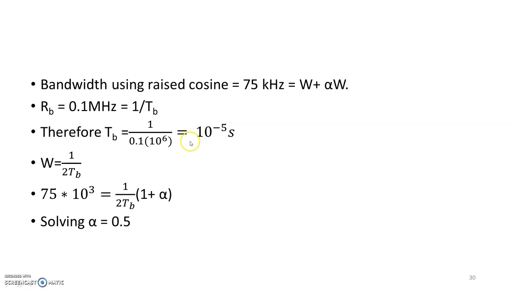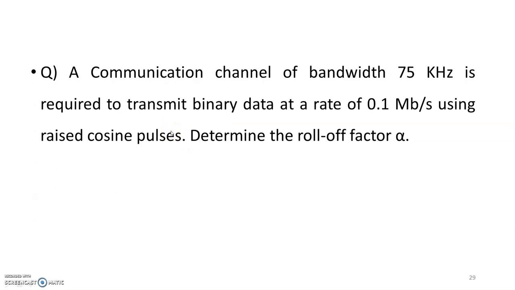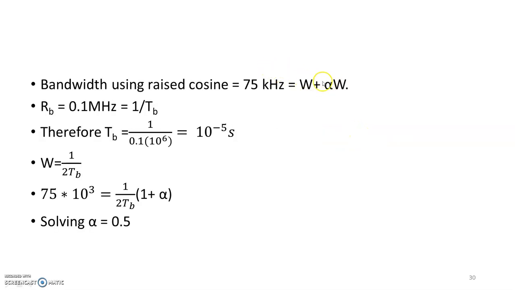Now, what is asked in the question is to find the roll-off factor alpha. In order to find alpha, you have to know the value of W. You know Tb, and you know the relation between W and Tb: W is 1 by 2Tb. So you substitute Tb here and you will get the value for W. That value of W you substitute in this expression, W plus alpha W equal to 75 kilohertz, so that you will get the value for alpha.